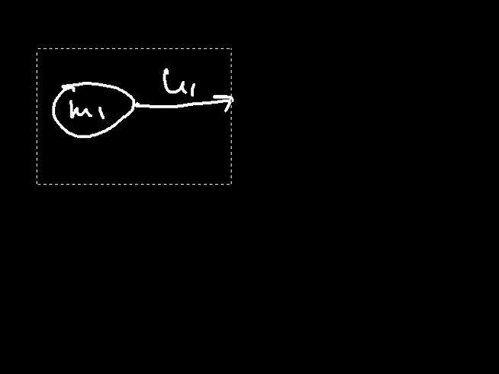Let's say we have this kind of a system. Let's say we have an object of mass 1 moving towards this direction with initial velocity u1. And let's say we have another object. Let me have them properly here.